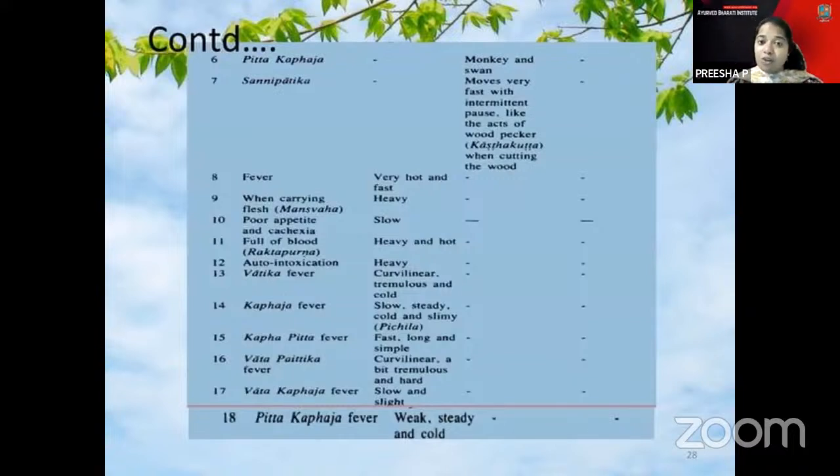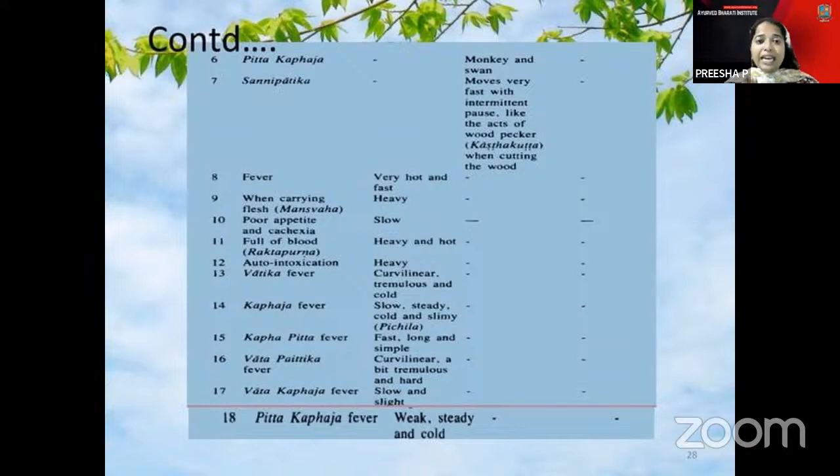For the Kafaja, the swan is already mentioned, and for fever and all, depending upon wherever the animal is correlated, that only you have to correlate. In the cases of Sannipatika, the woodpecker is mentioned. Woodpeckers have a continuous pecking type of movement, with a tuck, tuck, tuck sound. Like that, you can correlate the woodpecker with the Sannipatika Lakshana.